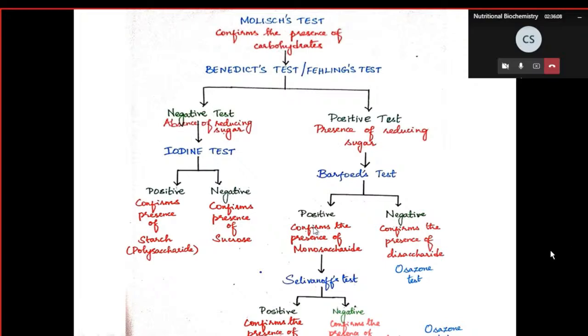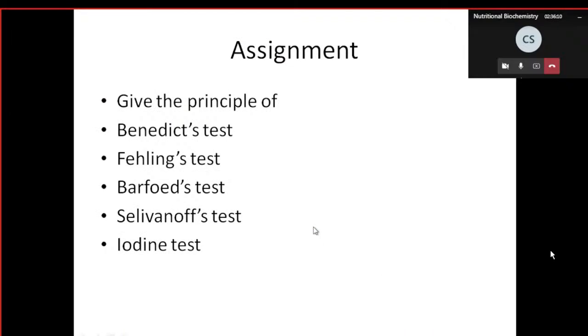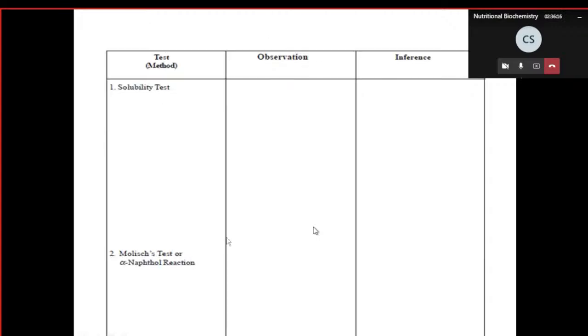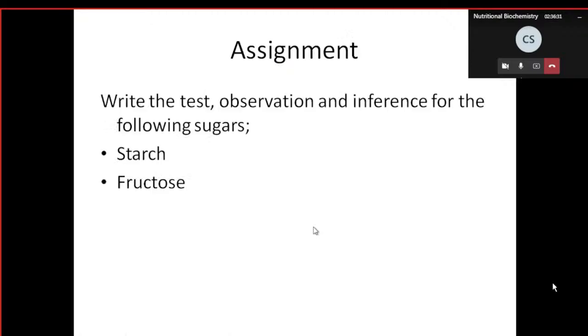Then for starch, what test will you do after Benedict's test? Iodine test, right? Yes, go directly for the iodine test. So for starch you will do the solubility test, Molisch test, Benedict's test and iodine test. You don't have to write Barfoed's, Seliwanoff's, all those tests. Understood what you should do now? Yes, ma'am.